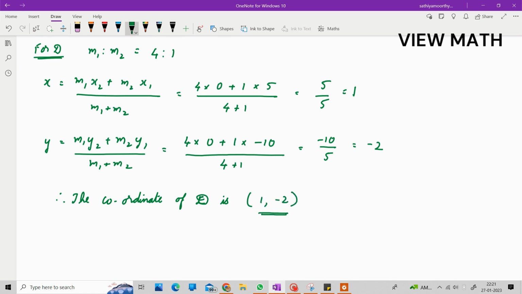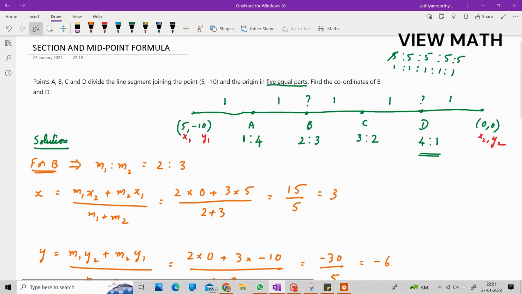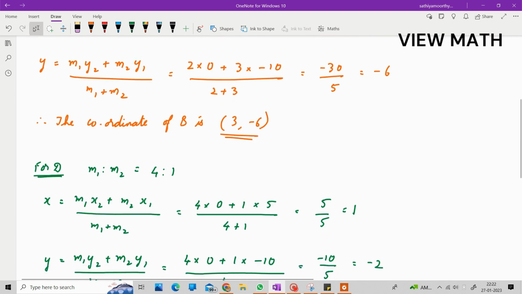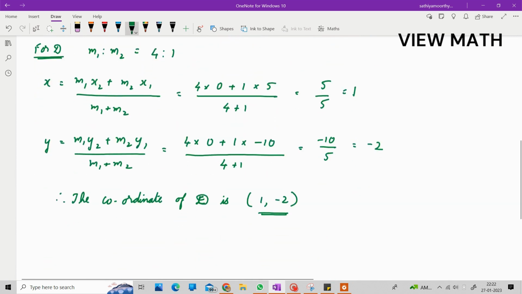Similarly, we can also find the coordinates of A and C using the ratios 1:4 and 3:2. Here they are asking us to find the B coordinate and D coordinate. Hence we have found them.